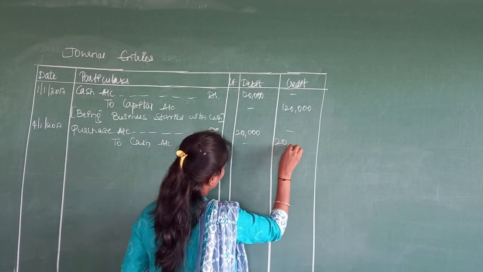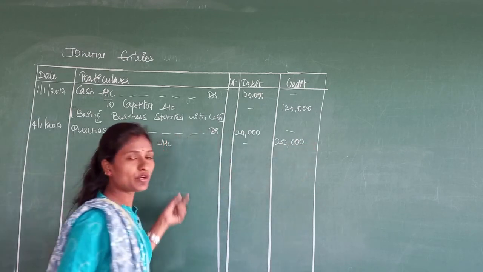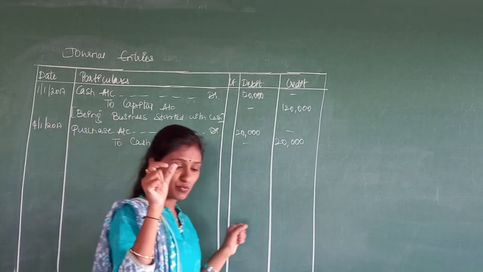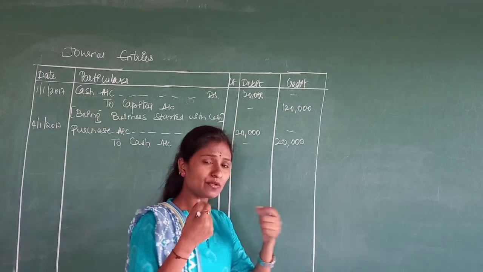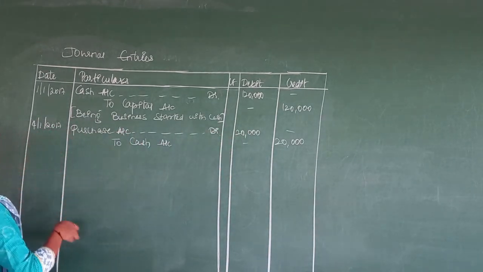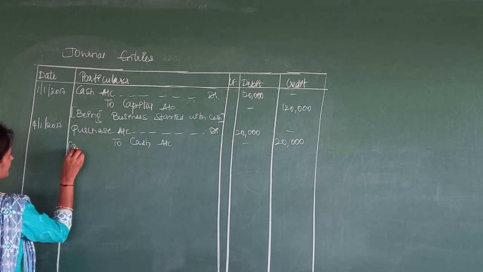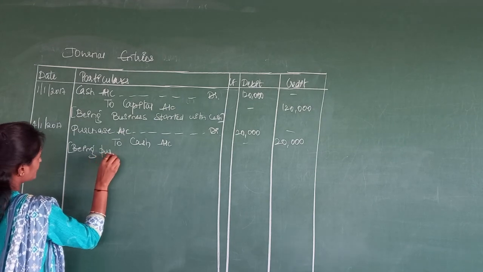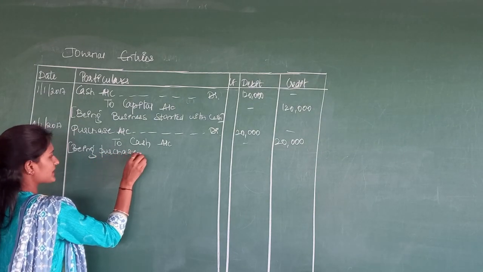Here also 20,000. So being what you can write here is for in a narration. This is a narration. So the question, what is there in the transaction, that only you can write, but begin with the being word. Being purchased goods for cash. So goods purchased for cash.